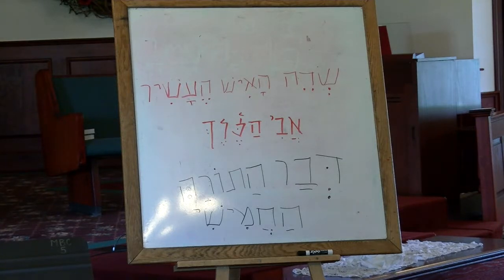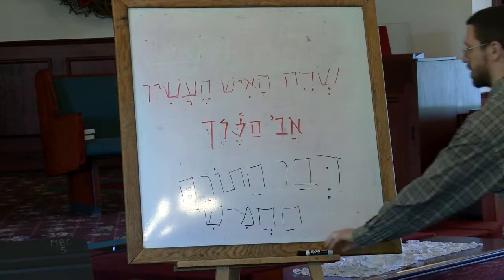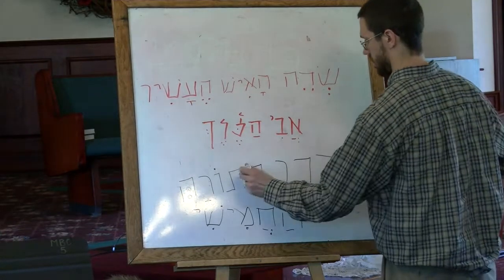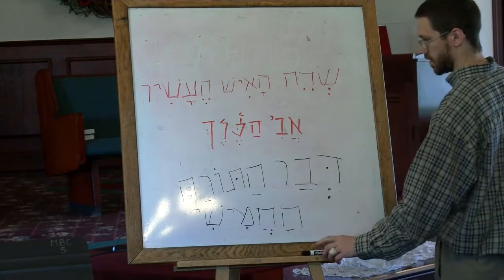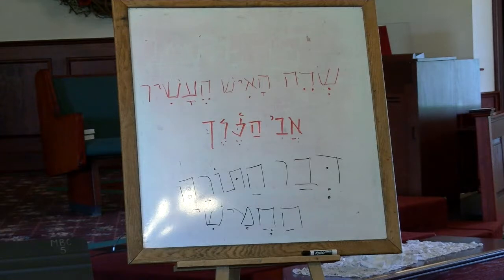And there's one other little thing that should be changed here. Good. HaTorah needs a dagesh forte. Dever haTorah hachamishi. Good. Tov me'od. That is correct.